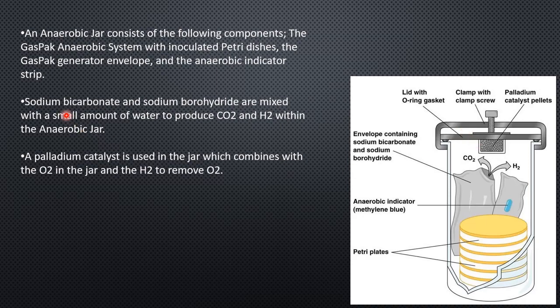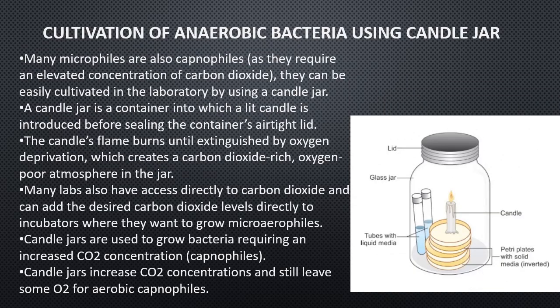The gas pack generator envelope has sodium bicarbonate and sodium borohydride, and they are mixed with a small amount of water to produce CO2 and H2 within the anaerobic jar. The palladium catalyst is used in the jar, which combines O2 with H2 to form water. So it removes the oxygen by forming water.